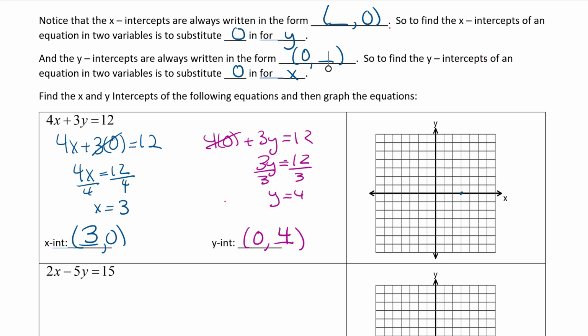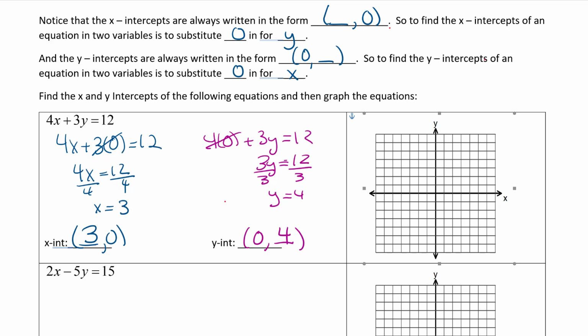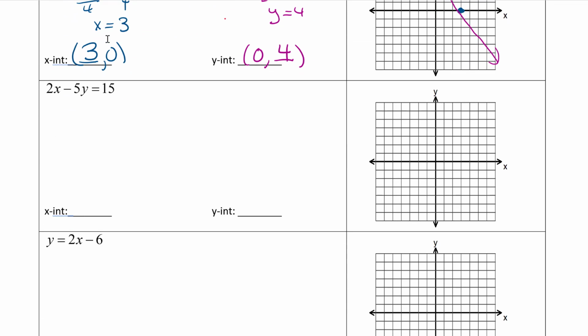So if I go to 3, comma 0, and then, wow, look at that. Alright, I fixed it. So 3, comma 0 is right here. 0, comma 4, 1, 2, 3, 4 is right there. The minimum number you need is 2 points to create a straight line. 3 would be better, but in this case, because I was asked to get the x and y intercept, these 2 should be plenty.